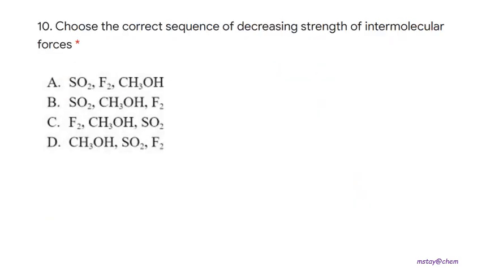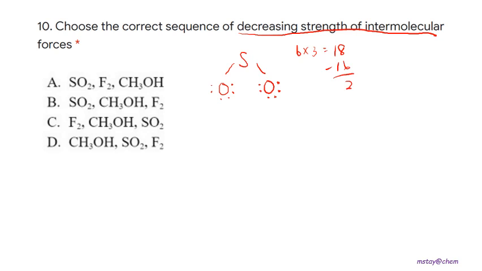Choose the correct sequence for the decreasing strength of intermolecular force. For sulfur dioxide, we know sulfur has 6 valence electrons. Oxygen also has 6 valence electrons. So 6 times 3 equals 18. And then minus 2 terminal atoms, 16. And then we subtract 16, we have 2 electrons.